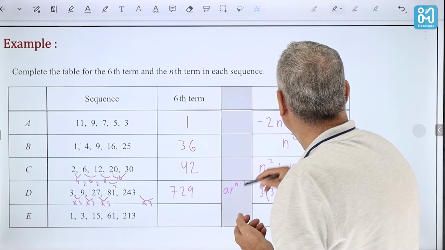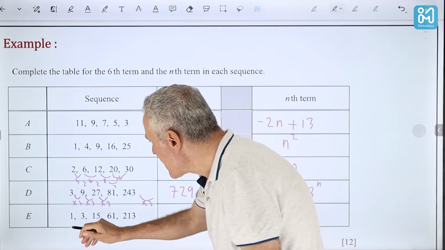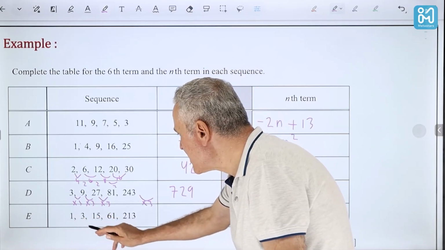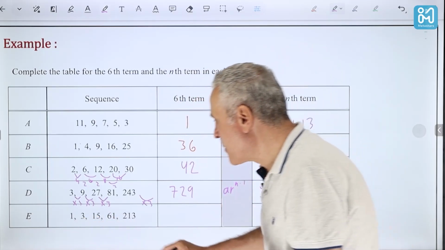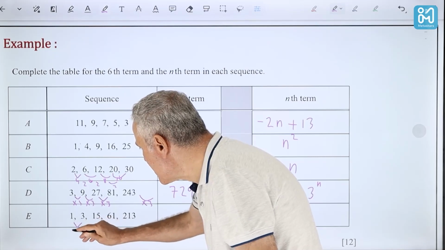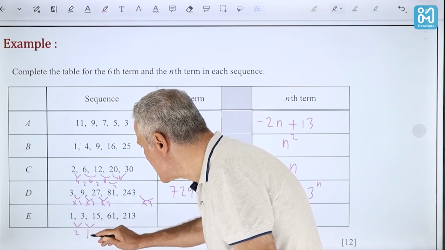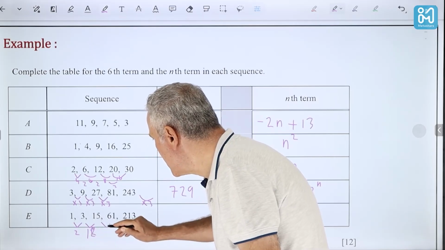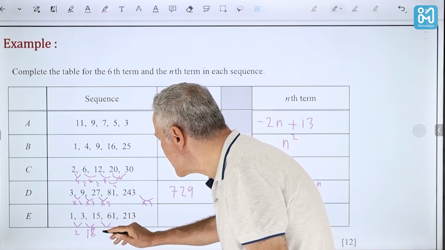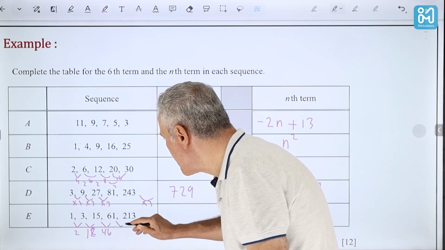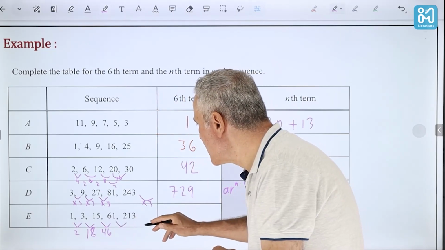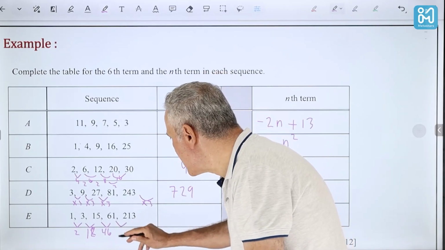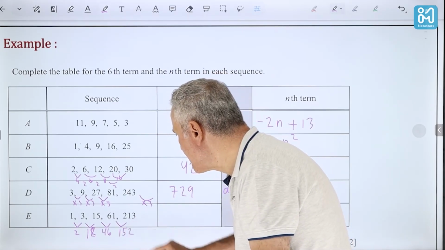Now let's go on to sequence E. Differences, plus 2, plus 12, it's not arithmetic. Times 3, times 5, it's not geometric. So I'm going to have to check the differences here, 12, what's that, 12? 35, 36, 46, 61 to 213, that is 113, 112, 152, I believe.